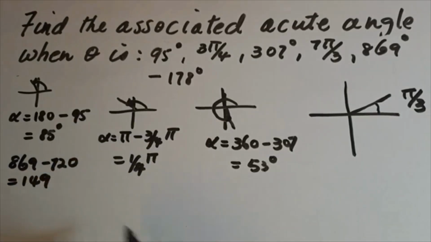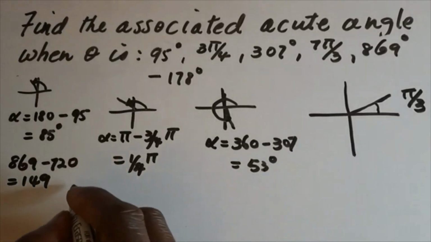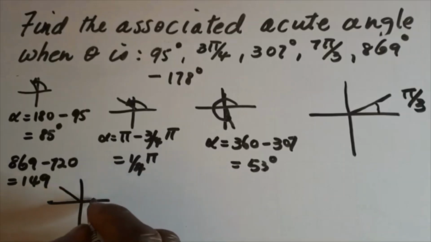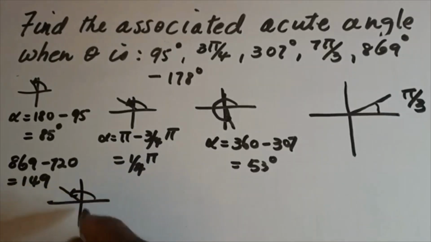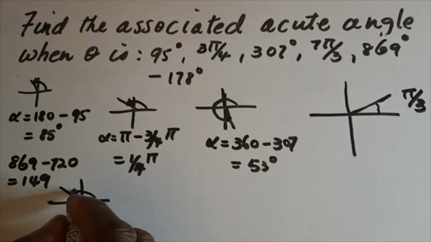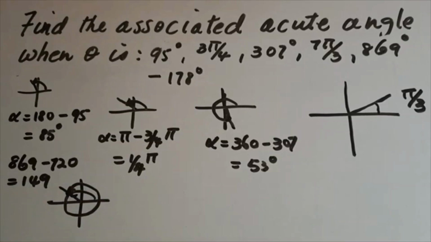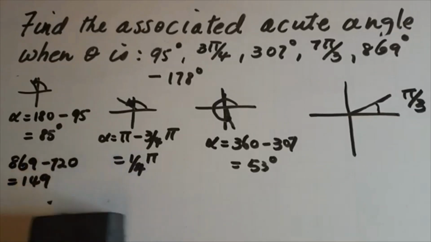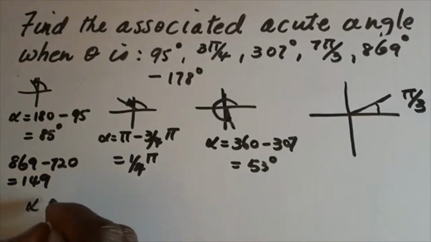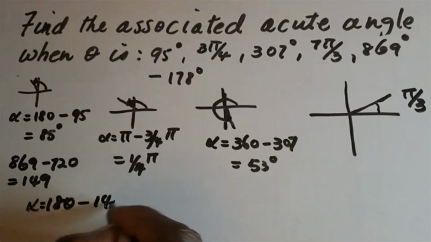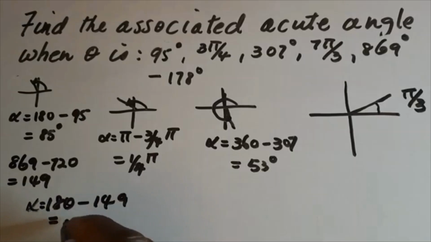So we're in, 149 is in this quadrant somewhere. After we've completed the revolutions, we end up there. And alpha will be 180 degrees minus 149 to give us 31 degrees.